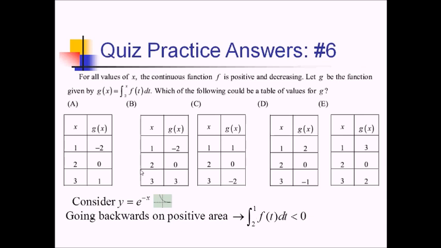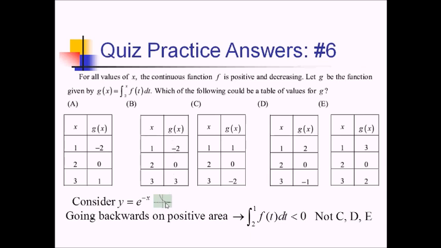So looking at our values in tables, for A and B, the g of 1 there is less than 0, so that checks out. But for C, D, and E, g of 1 is not less than 0. It's not negative. So C, D, and E can be tossed out for that reason. All right, so we have to figure out a way of separating A and B. The only main difference between these is that A appears to be slowing down in terms of how much it's growing, whereas B appears to be speeding up.